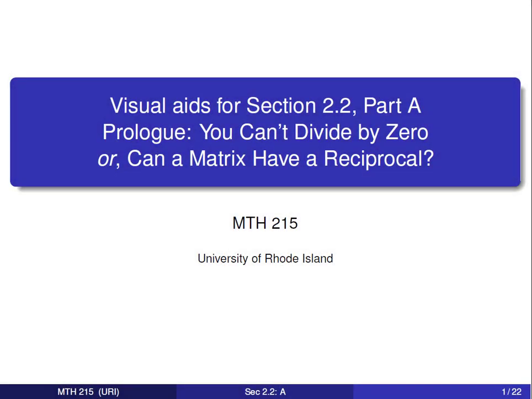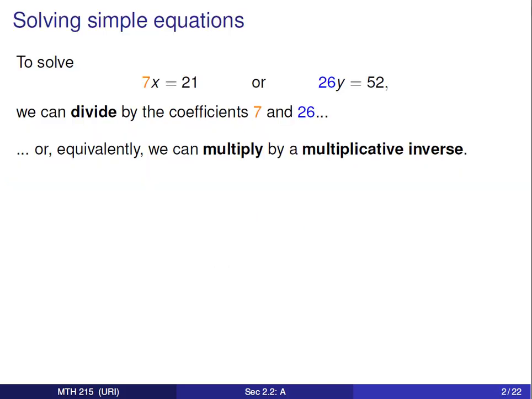Hi Math 215 students. In this first video for section 2.2, we'll have a bit of a prologue to the concepts in this section. We've titled this, "You Can't Divide by Zero, or Can a Matrix Have a Reciprocal?" There aren't any outcomes for this video. We just want to introduce some ideas that will be useful to us.